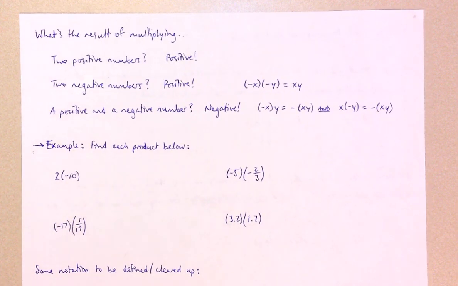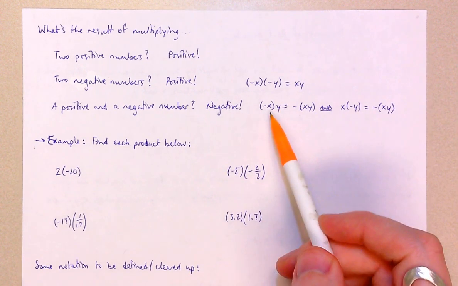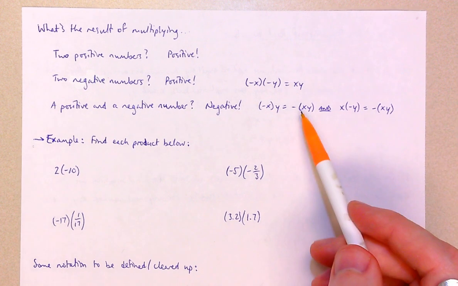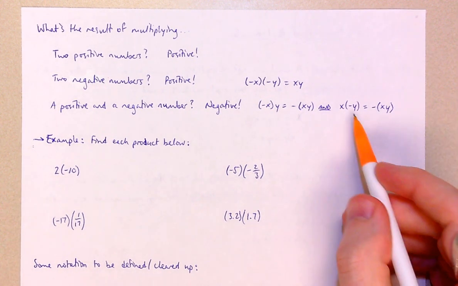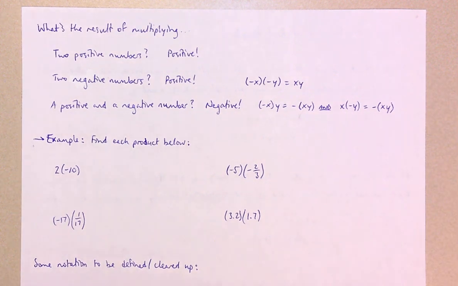And what if I multiply a negative number and a positive number? Well, when I take the product of two numbers, one negative and one positive, that product is going to be negative. So minus x times y is the same thing as minus x times y. And similarly, x times minus y is equal to minus x times y.